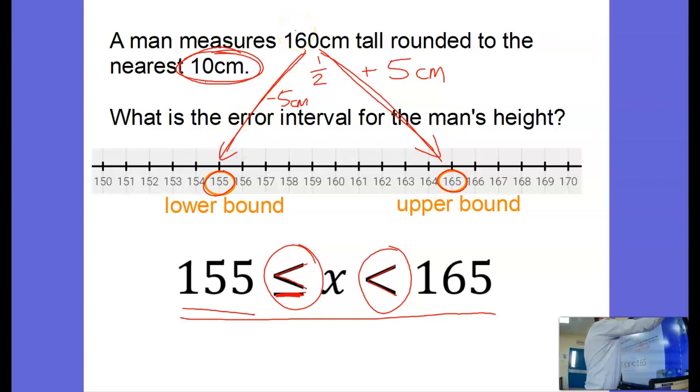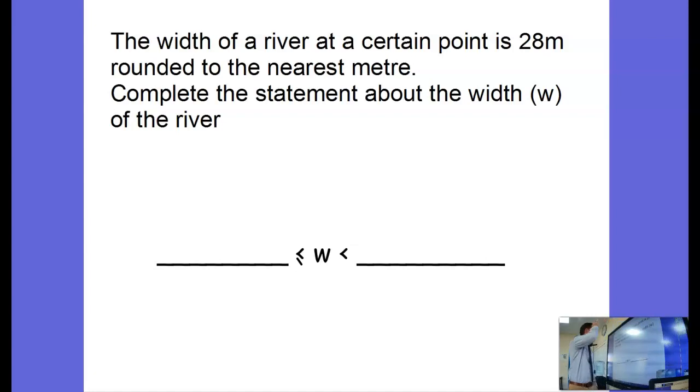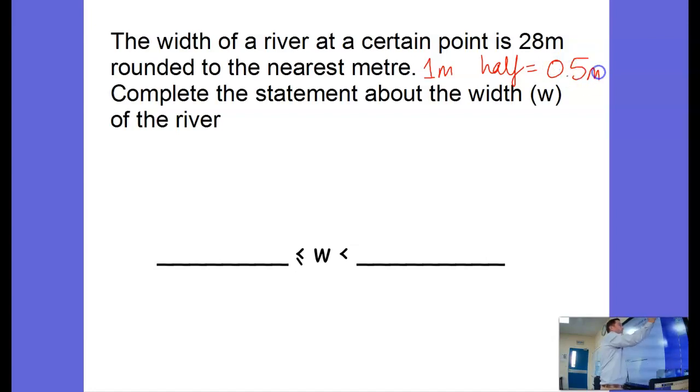So whatever it's been rounded to, half that, then add it on and take it away from the rounded value. All right, let's look at that on this example. So we've got the width of a river is 28 metres to the nearest metre. So this has been rounded to the nearest 1 metre. So we're going to half that. Half of that is 0.5 metres. We won't say 50 centimetres. We want to keep the units the same. So we're dealing with metres here. We'll stick with metres. So half of what it's been rounded to is 0.5.